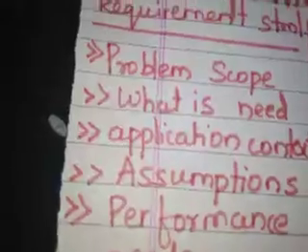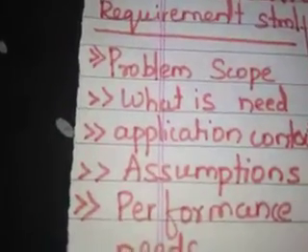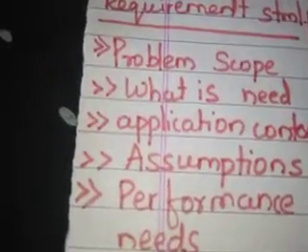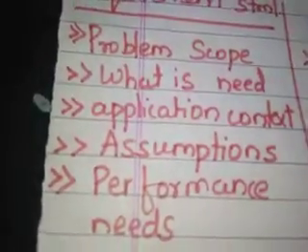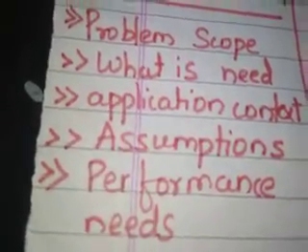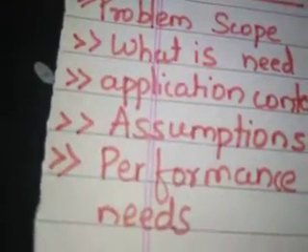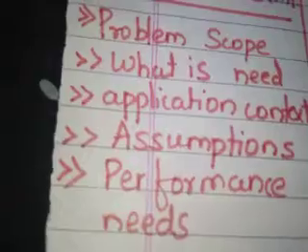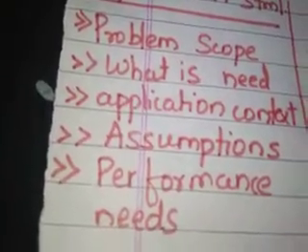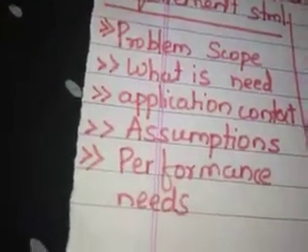The requirements details will always consist of the scope of the problem which you are solving, what the actual need is, why you want this particular system to be developed, and where this application will be used. You are explaining the application context and the assumptions you make before developing the software, and your performance expectations from the system. All this will come under the requirement statement.